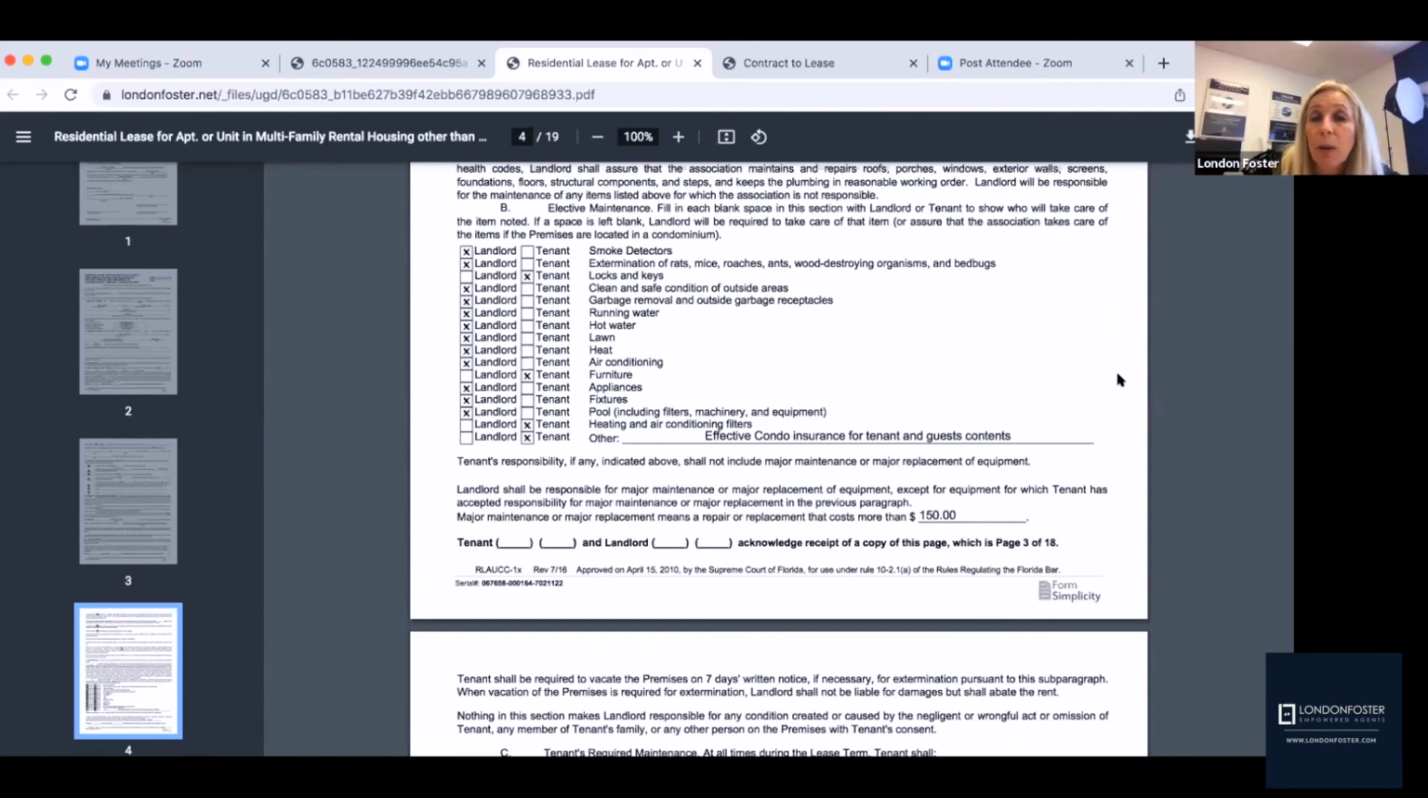Garbage removal, if garbage removal is included in the rent, and it's usually included if it's a condo in the association, then garbage removal outside of the unit is the landlord's responsibility. Running water, hot water, the lawn, again, we're talking about a condo here. We're not talking about a single family home. All of these things can vary if it's a single family home. If it's a single family home, usually running water and lawn and garbage can be the responsibility of the tenant.